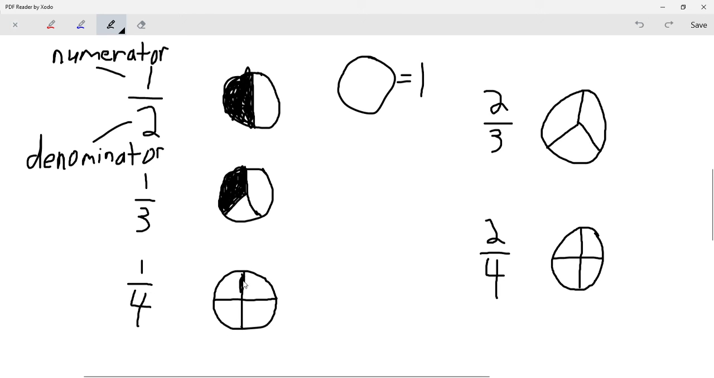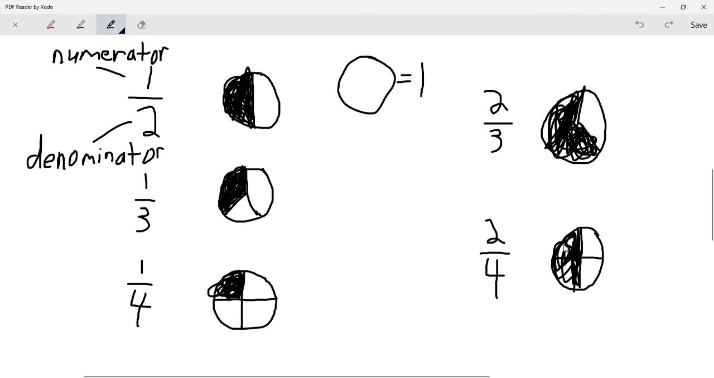So 1/4 is just one of these filled out. Okay? Then we have 2/3. So 2/3 would just be 2 of these filled out. Okay? And now we have 2/4, which I want to show you something.